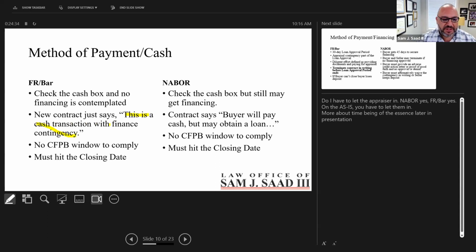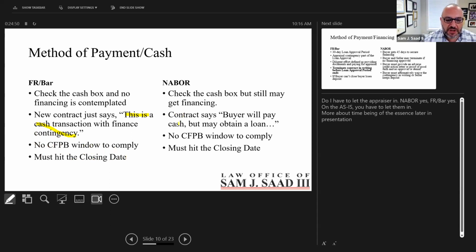I see an error in my slide. It says without financing contingency. And then there is no CFPB window to comply, and you must hit the closing date. There is no CFPB extension on a cash deal.